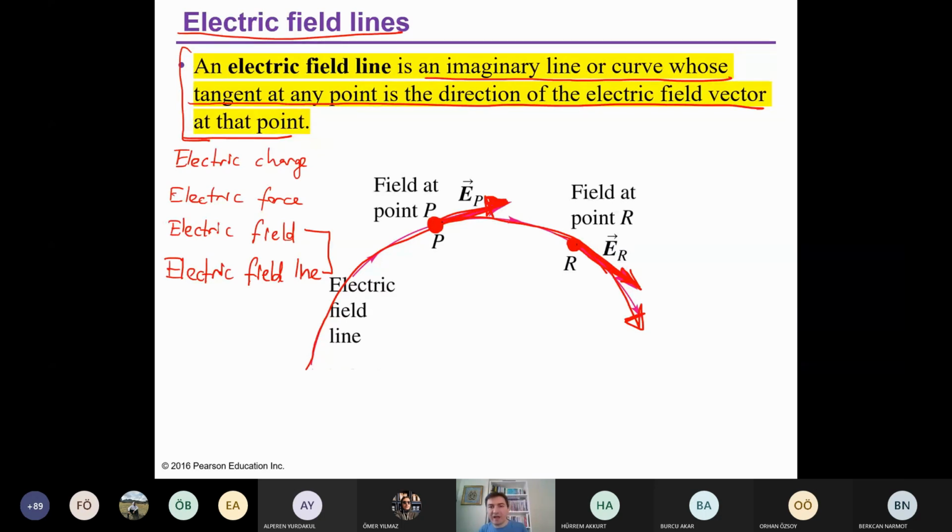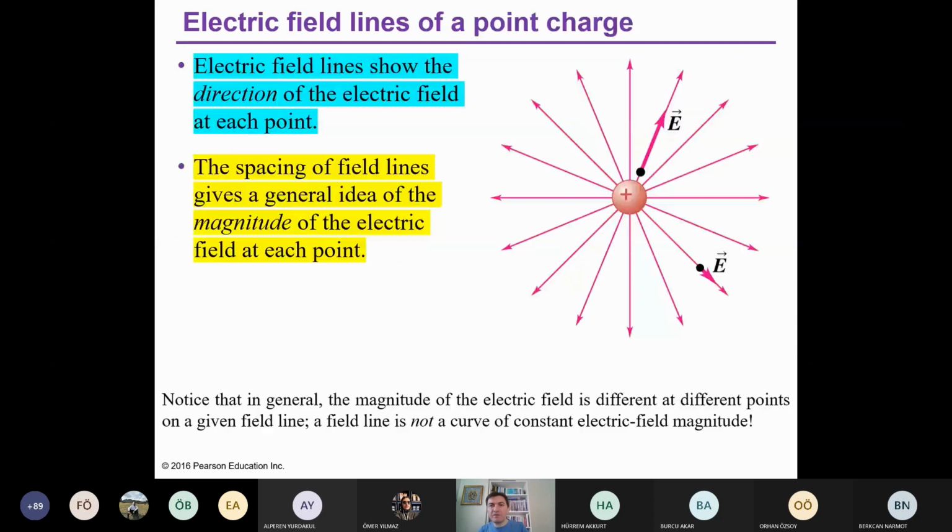So here we have a positive charge and we have field lines from the charge to the space. Okay, these are the electric field lines produced by this charge. And now here at this point, I would like to get the direction of the electric field. The direction of the electric field is tangent to the electric field line. So then these are the electric field lines.